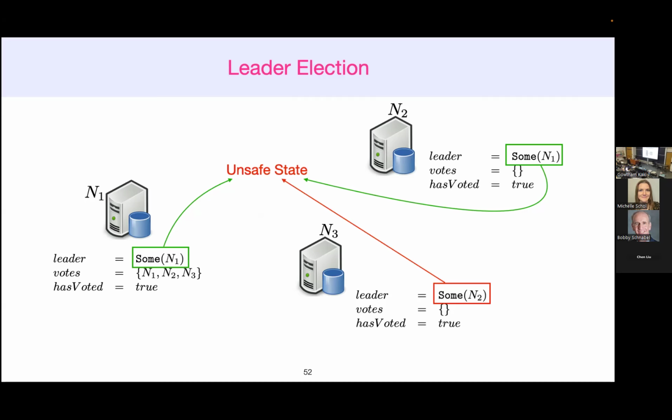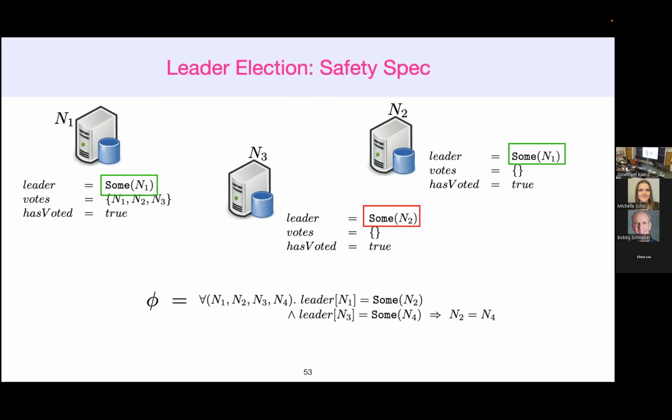Conversely, let's say we have a state wherein N3 believes that N2 is the leader, whereas everyone else believes that N1 is the leader. This is an unsafe state because we do not have consensus on the decision that we are trying to make, right? Okay, so the safety property is that for any two nodes, if they believe someone to be a leader, those leaders better be the same node, right? See, easily stated, right? But how do we verify this in practice?